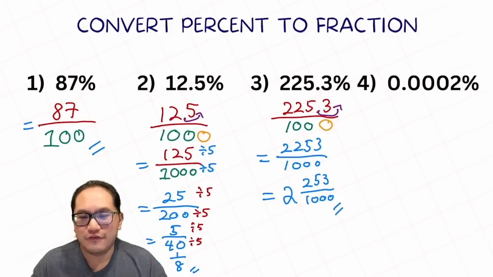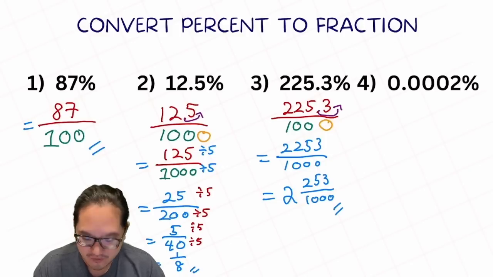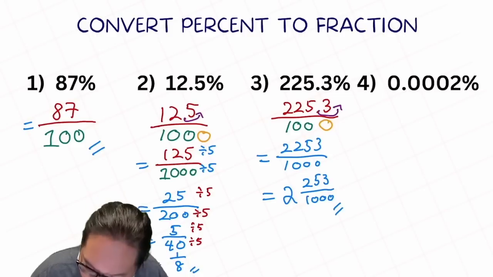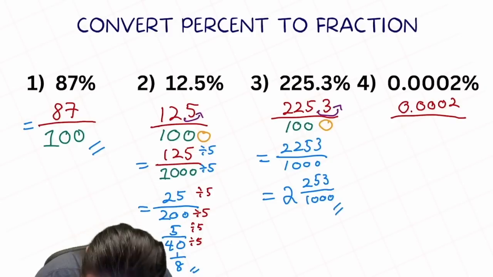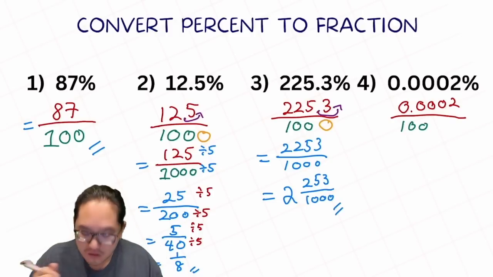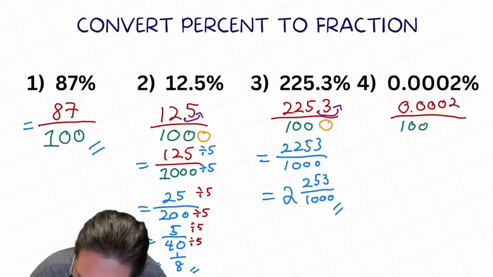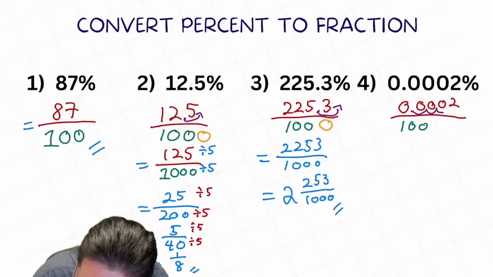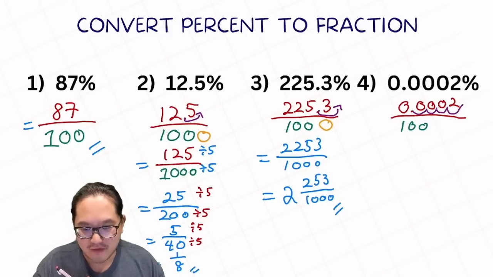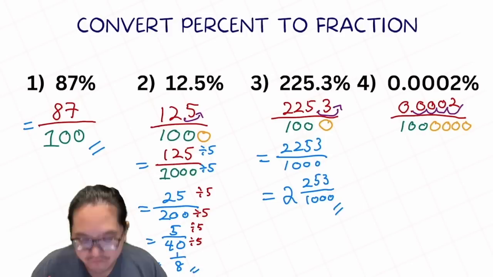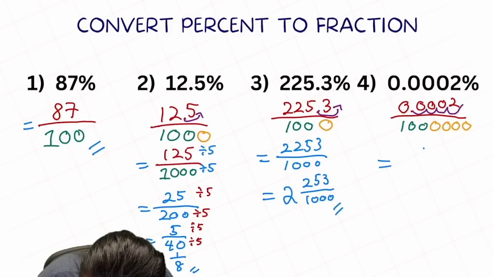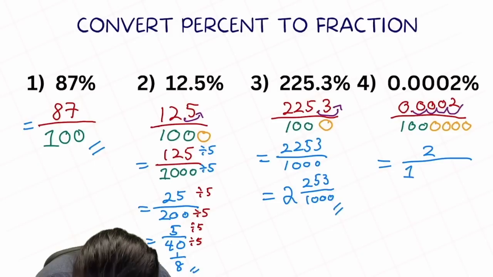So now for our final example, we got 0.0002%. Ooh, that's a long one. So let's set this up. We got 0.0002 over, always set it up as 100 first. Okay? So now we have a lot of decimal to move, right? So we need to move the decimal 1, 2, 3, 4 times to the end, right? So since we move it 4 times, we need to add 4 zeros to make it even. What we got is 2 over 1, 1, 2, 3, 4, 5, 6, 0.